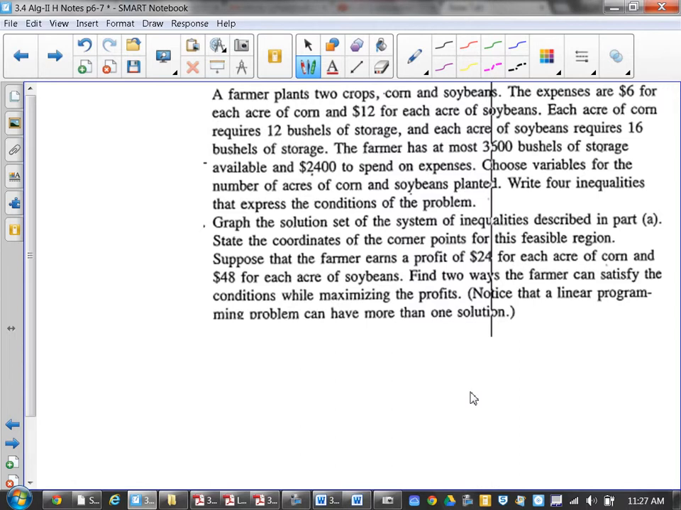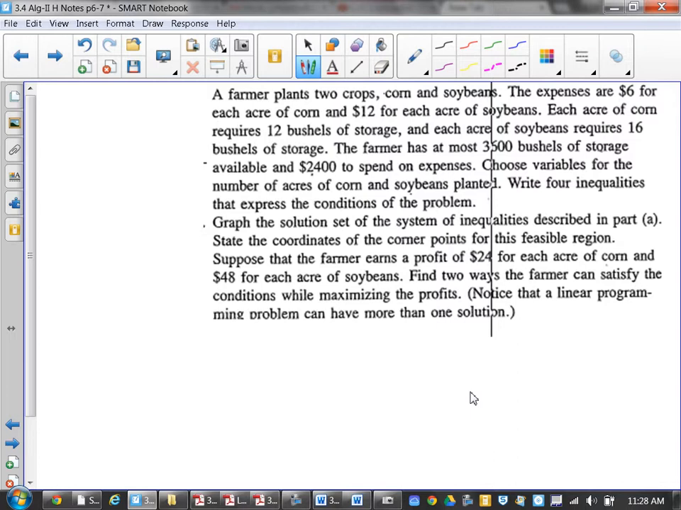You're planting 2 crops. You've got corn and soybeans. Your expenses are $6 for an acre of corn, $12 for an acre of soybeans. Each acre of corn needs 12 bushels of storage. The other one needs 16. The farmer has 3,600 bushels of storage and $2,400 to spend. Write the 4 inequalities that express the conditions of the problem.